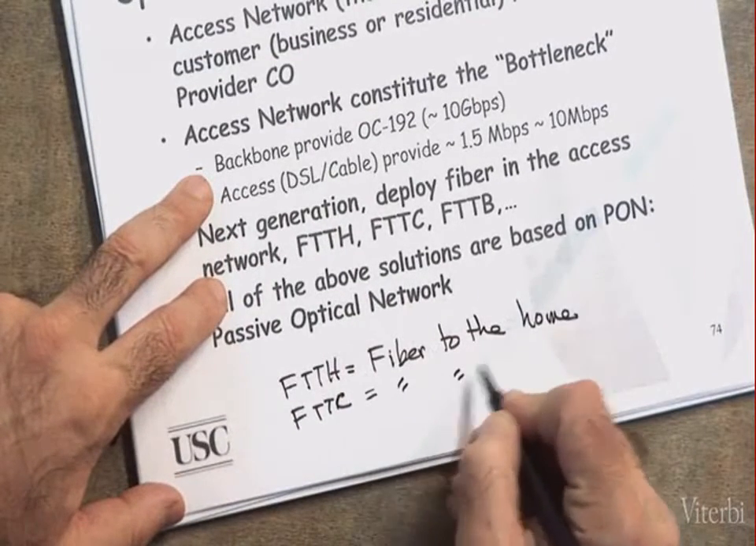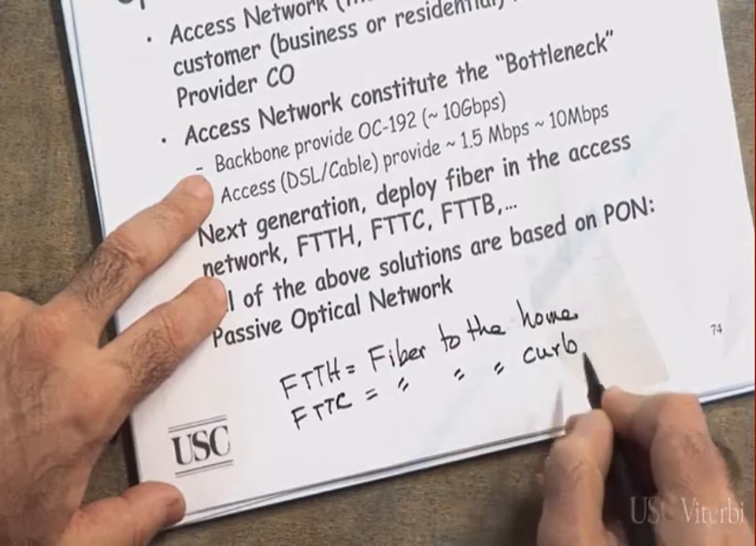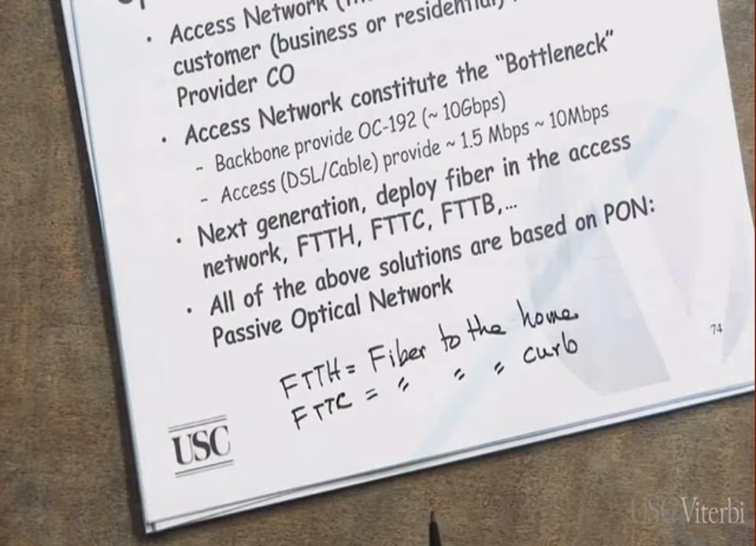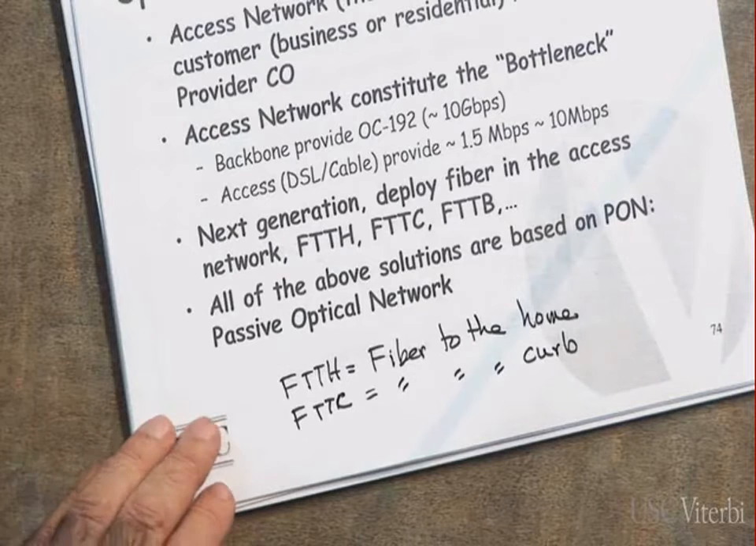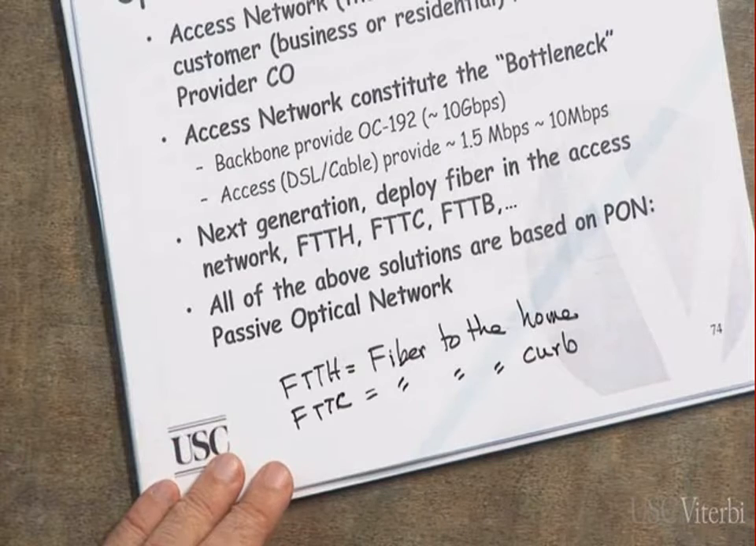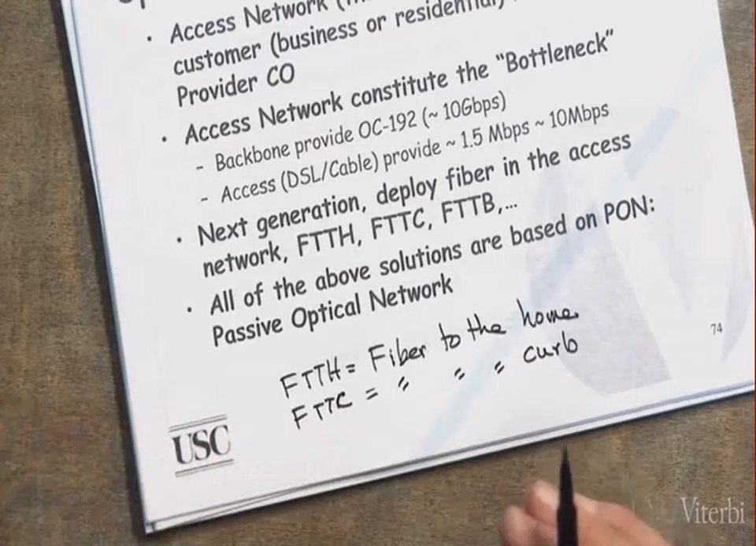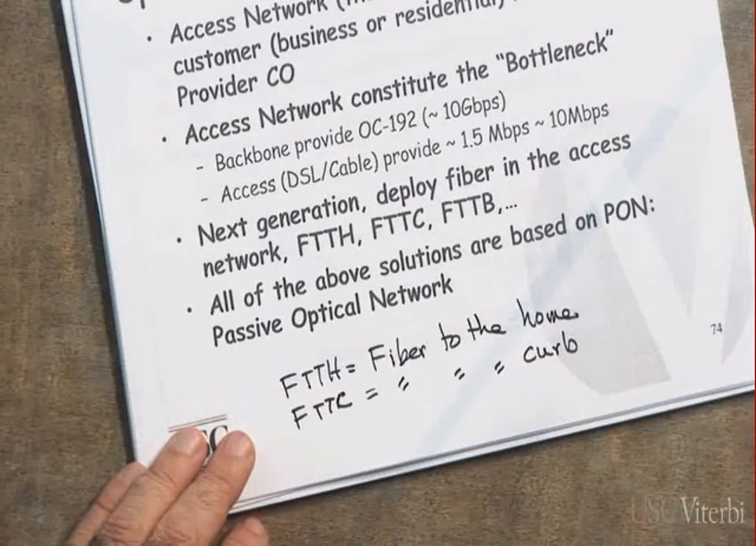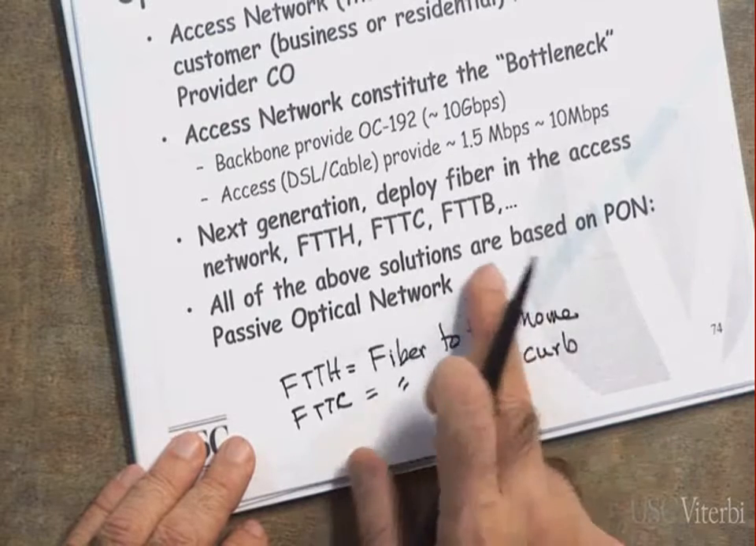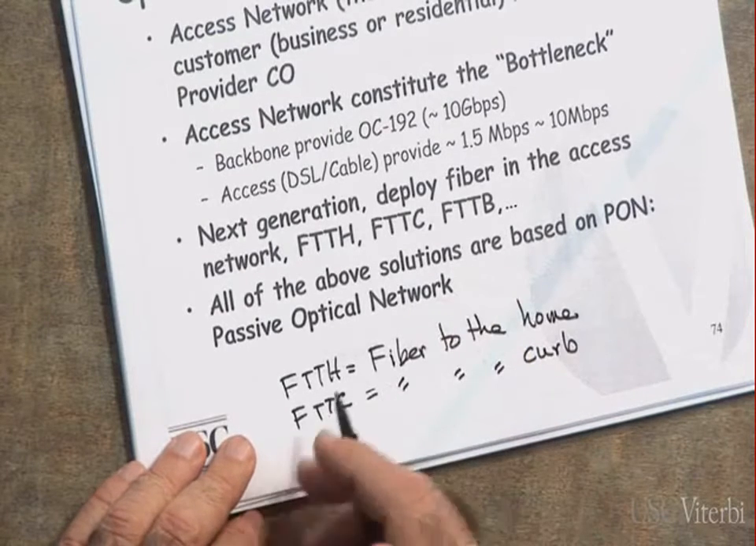FTTC is fiber to the curb. What does this mean? Curb means the neighborhood. So they extend the fiber all the way to the neighborhood curb, and then from the curb to the residence via cable or via DSL. Clear? So in other words, they get the fiber as close as possible to the resident, but not exactly to the resident, which means the resident does not need to have an optical interface. The node at the curb needs to have an optical interface.